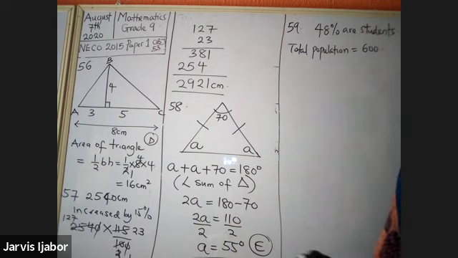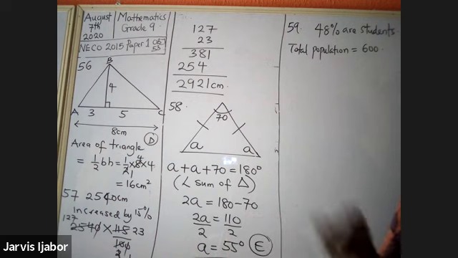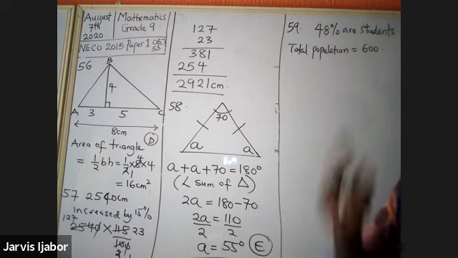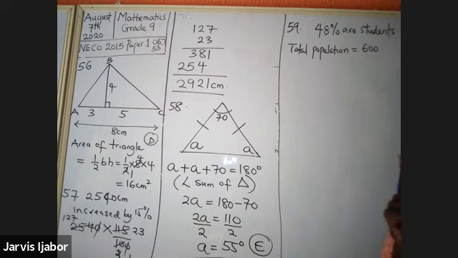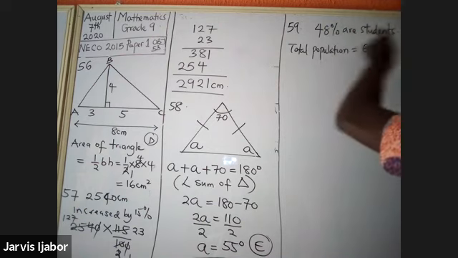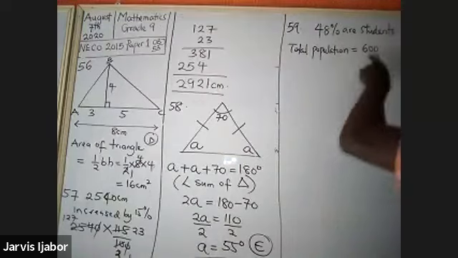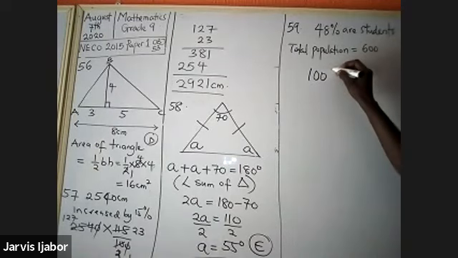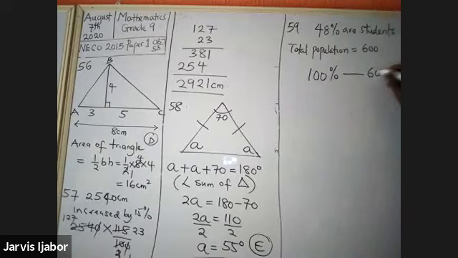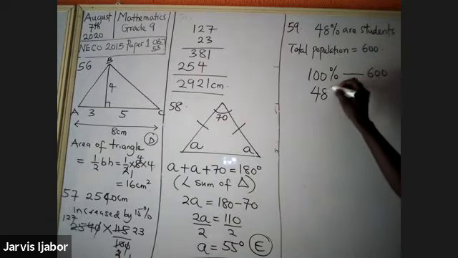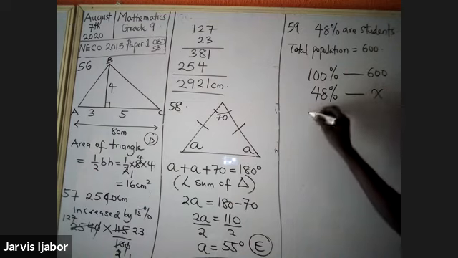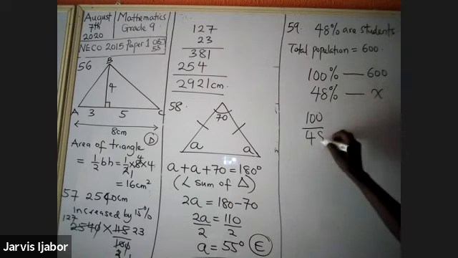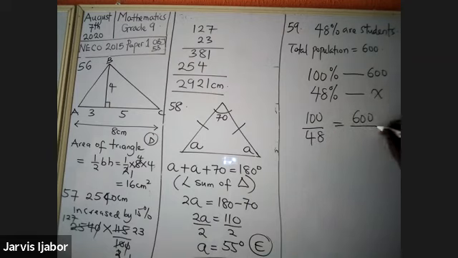The total population in a community in terms of fraction is always 1. It can't be more than 1. You get it? So if you are told that 48% are students and the total population is 600, it means that the total population, 100%, will correspond to 600, while the 48% will correspond to X, which will be the number of students.